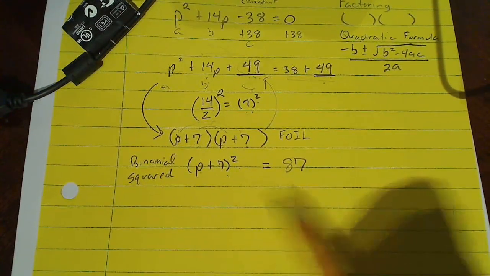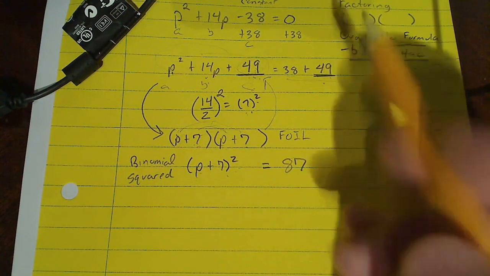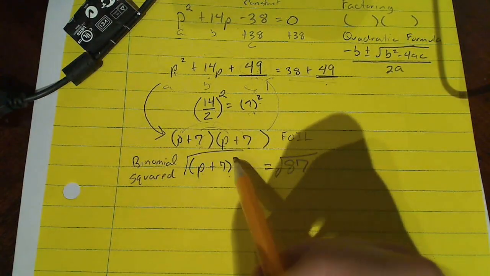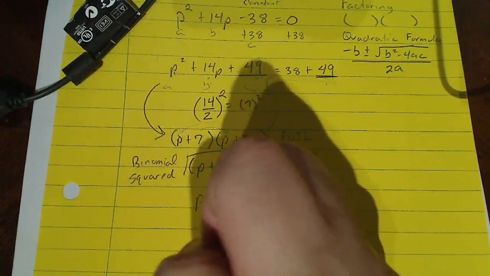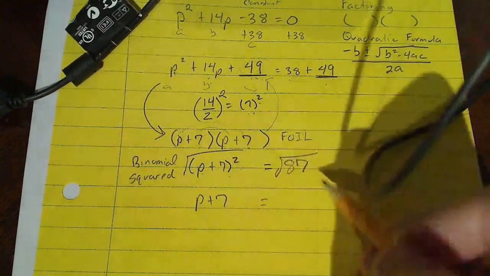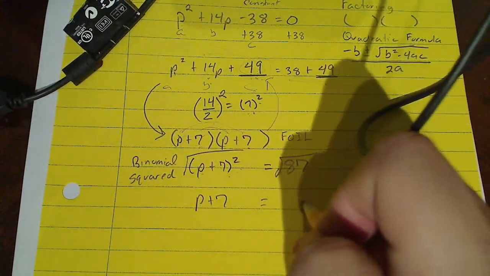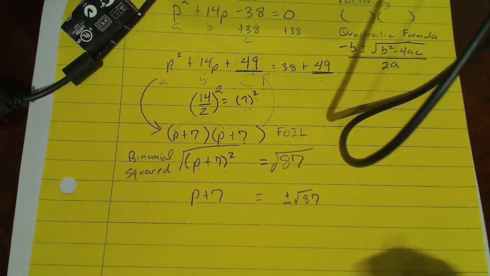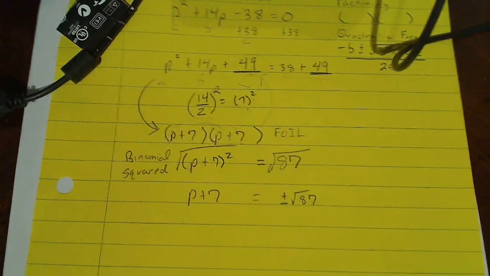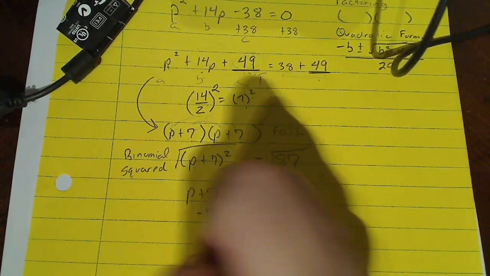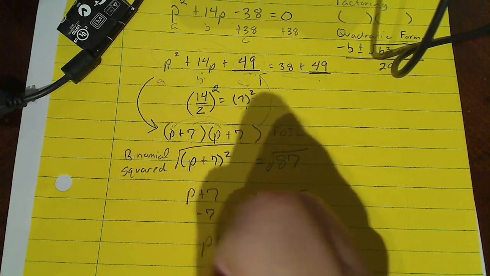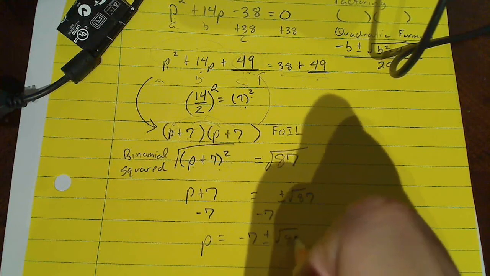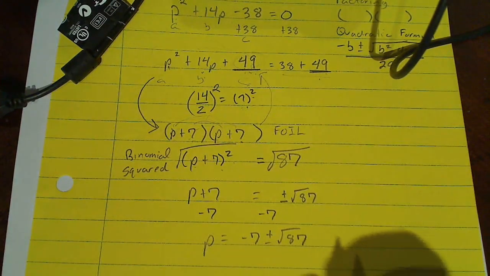If I was going to solve from this step, which is a pretty common thing to do, I would square root both sides first. That's how you get rid of a square. And I normally don't deal with decimals on these, so I'm not going to mess with this. I'm going to leave it as the square root of 87. But anytime you square root, you always have to have plus and minus. And then I'm going to subtract 7 from both sides. So the value of p, if I was solving this, would be -7 plus or minus the square root of 87. Okay.